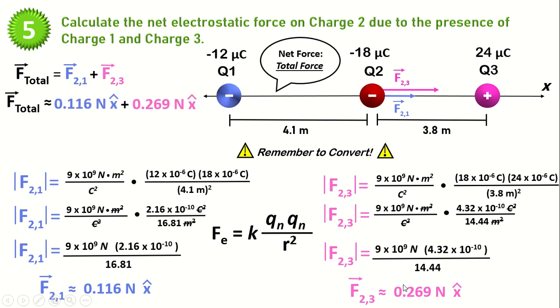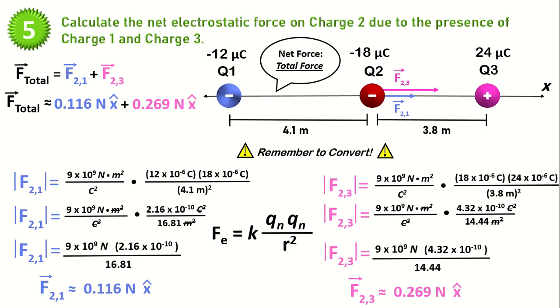Alright, so now we can just find the net force. So what did we say the net force was? The net force is the total force. So that's going to be the force on charge 2 due to the presence of charge 1 plus the force on charge 2 due to the presence of charge 3, because we're finding the net electrostatic force on charge 2. So we're combining the forces that act on charge 2.